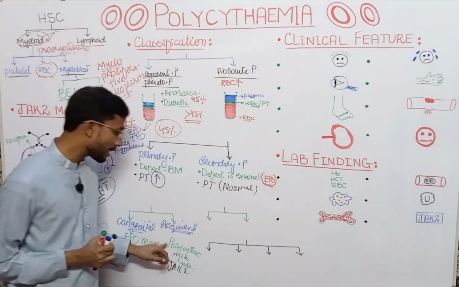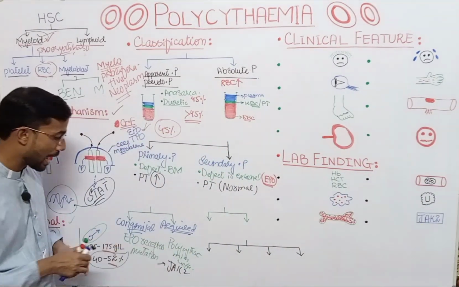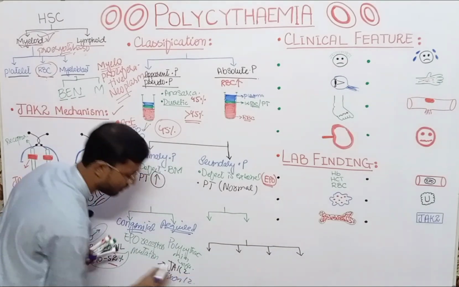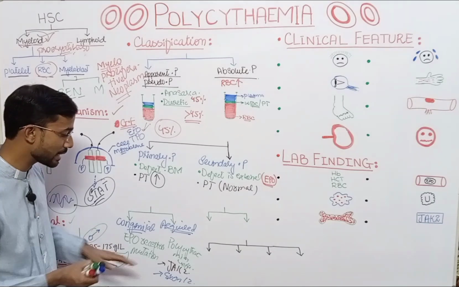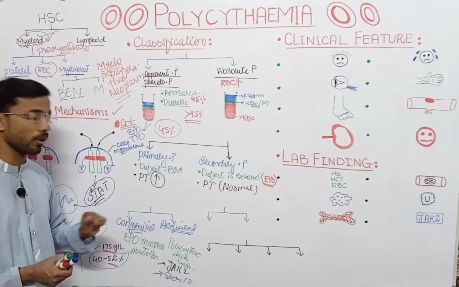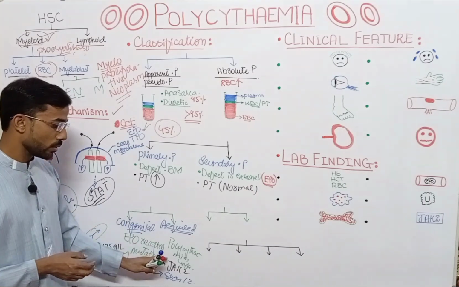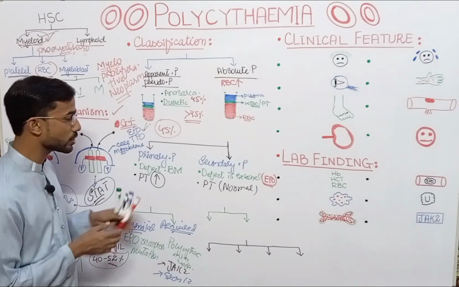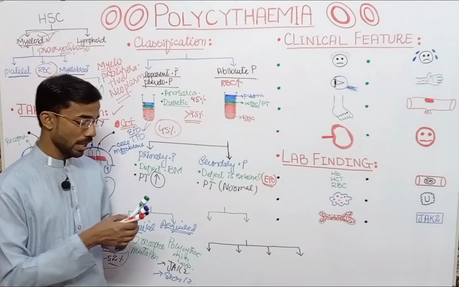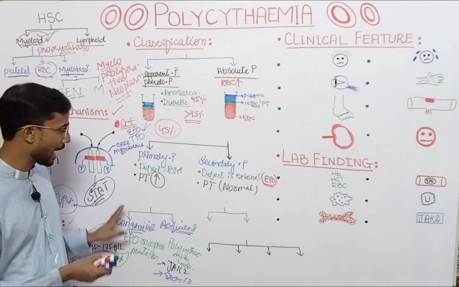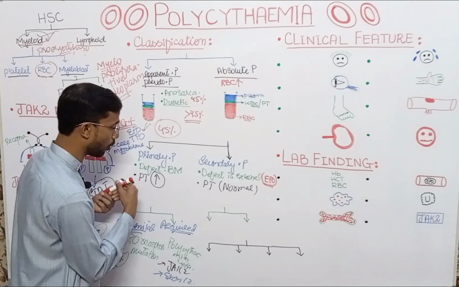So this is the acquired form, and you can also see a mutation in exon 12. These are basically the different mutations you will see in polycythemia vera. As we have discussed, they affect the bone marrow.